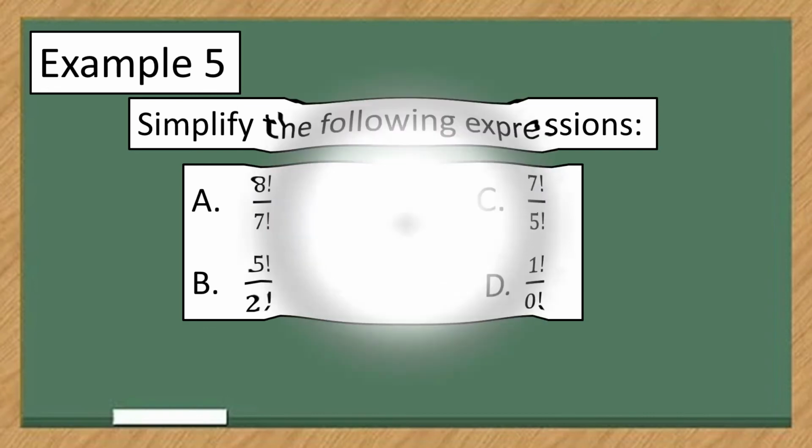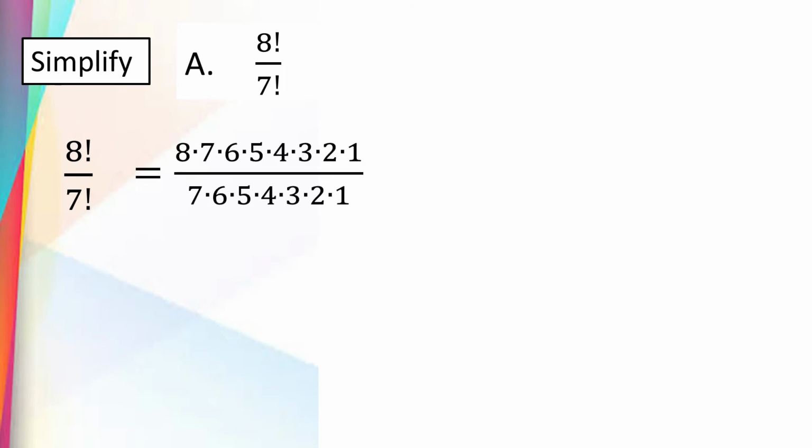Let us show our solutions. For letter A, given is 8 factorial over 7 factorial. First, expand the numerator and the denominator. Thus, we have 8 factorial over 7 factorial equals 8 times 7 times 6 times 5 times 4 times 3 times 2 times 1 all over 7 times 6 times 5 times 4 times 3 times 2 times 1.